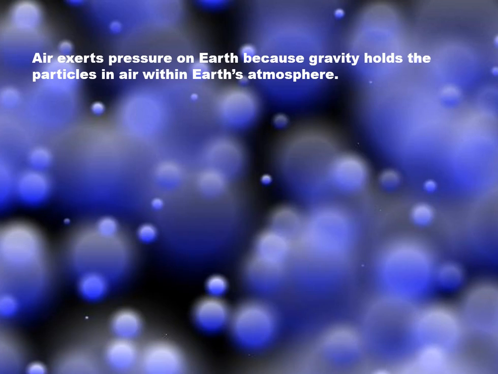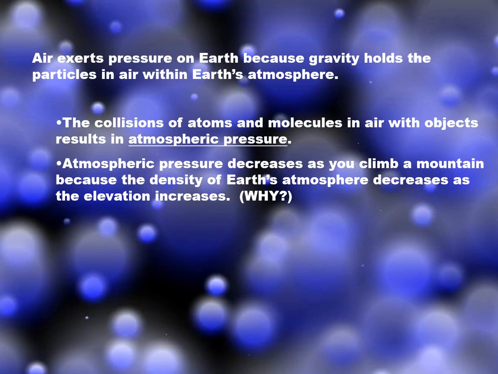Air exerts pressure on the earth. If we look at the very thin area between the surface of the earth and the outer stratosphere, that's like a container. And so the air exerts pressure on the earth. All the particles in the air are hitting the surface of the earth and creating pressure. That's what we call air pressure. It exerts this pressure on the earth because gravity is holding the particles in the air within the earth's atmosphere. The collisions of the atoms and molecules in the air result in what we call atmospheric pressure.